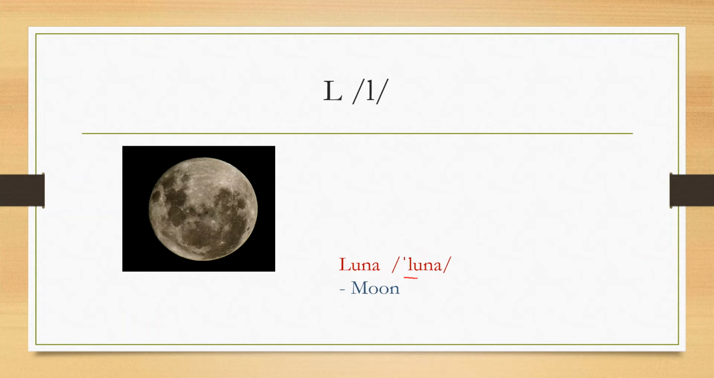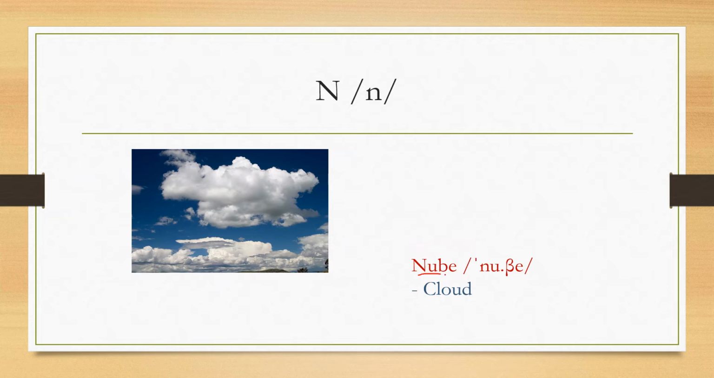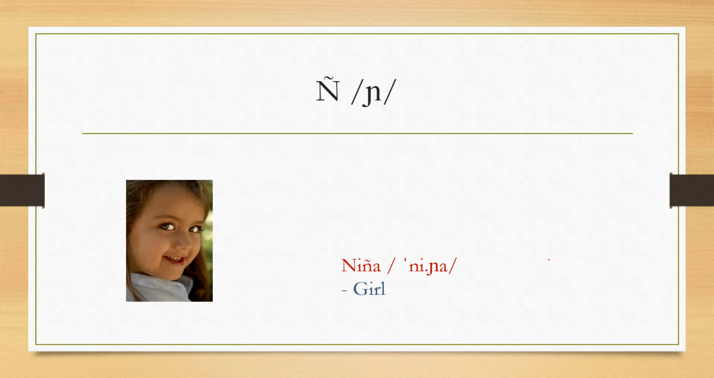L, luna. M, mano. N, nube. Ñ is the ny cluster in onion. So niña.